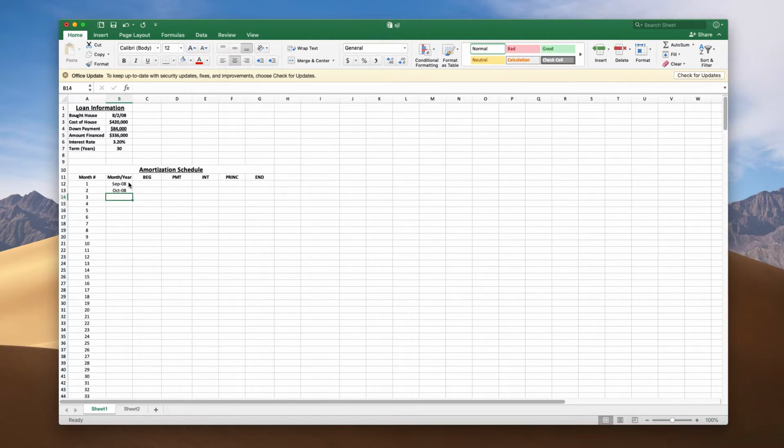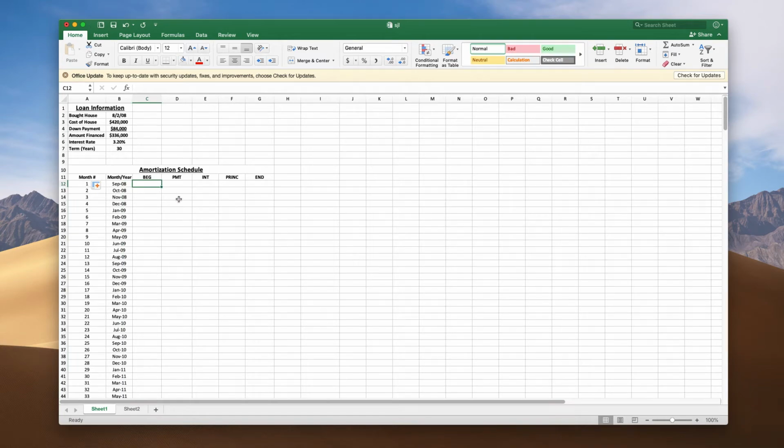Once I have two in there, Excel knows the pattern. So I'm going to left click, drag down in the middle of the cell, come over here, and as soon as you get that thin black cross, double left click. And there you go. So now I have all the months and years.